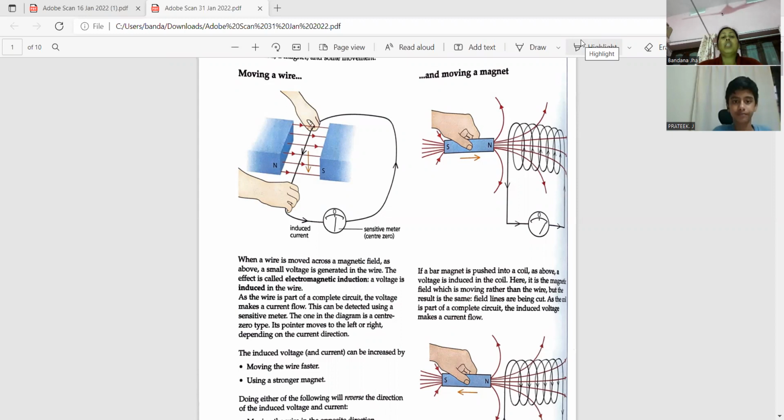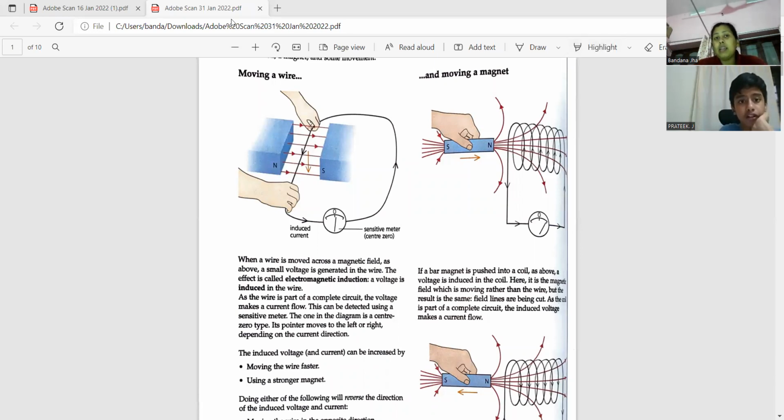Okay. See, whether we are taking the permanent magnet or the temporary magnet, suppose I'm talking about my solenoid. When I push my bar magnet in again and again, again and again.